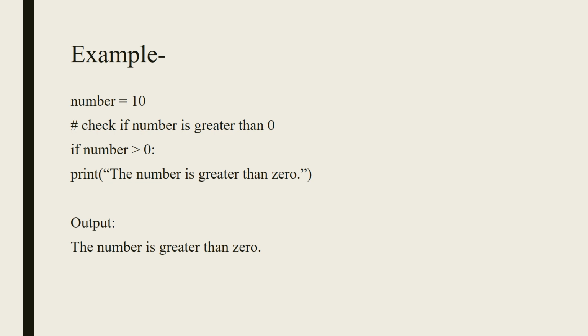Here is a simple example of an if statement. So we are basically checking here if a number is greater than 0. For that we are declaring a variable called number and assigning the value as 10. And then we are using the if statement to check if number is greater than 0. If the number is greater than 0, then we get the output as the number is greater than 0. Since 10 is greater than 0, we are getting the output.